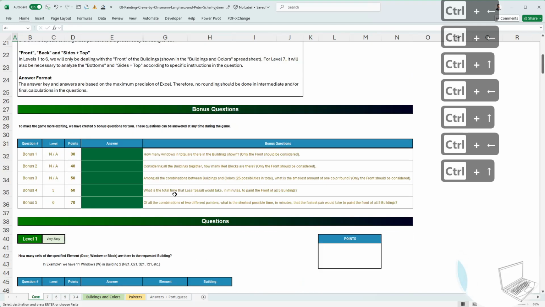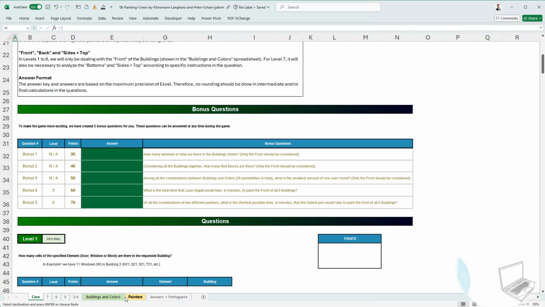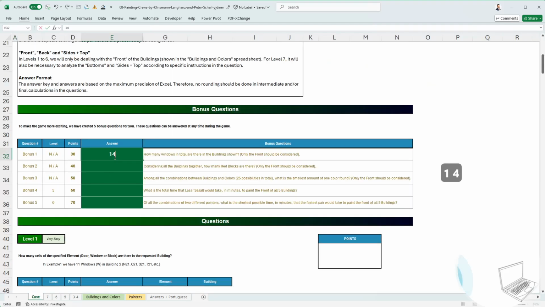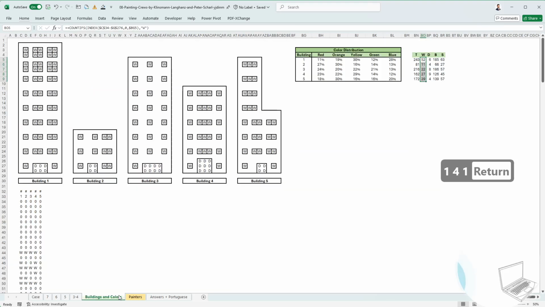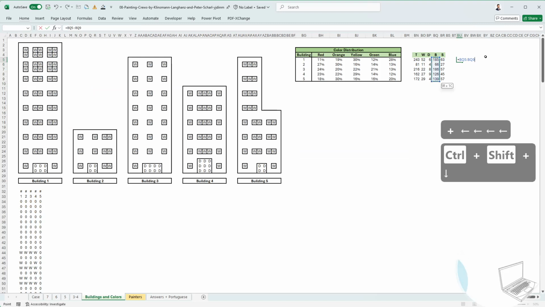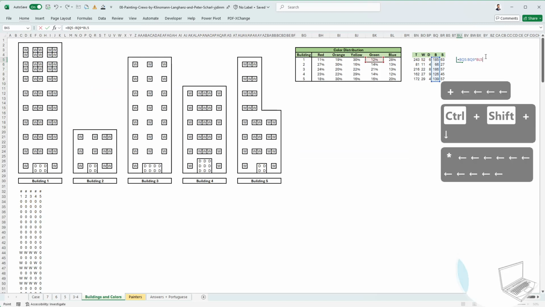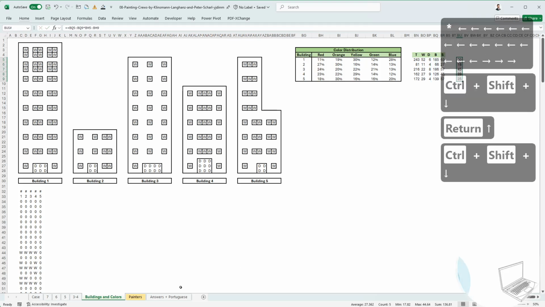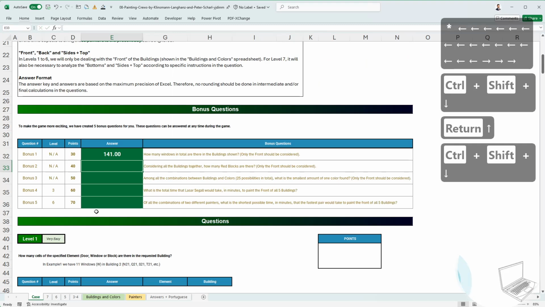And here we go. Bonuses. How many windows in total are there in the building shown? Only front. Okay. 1 for 1. Consider all the buildings together. How many red blocks are there? This times this. So 136.81.